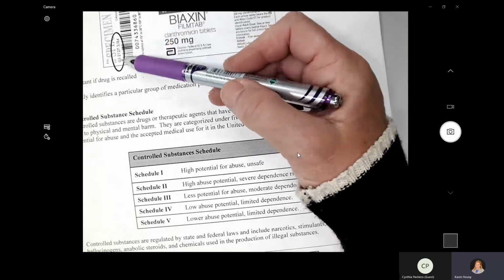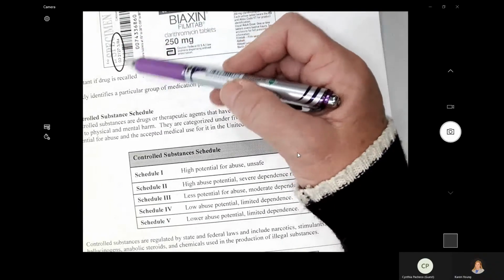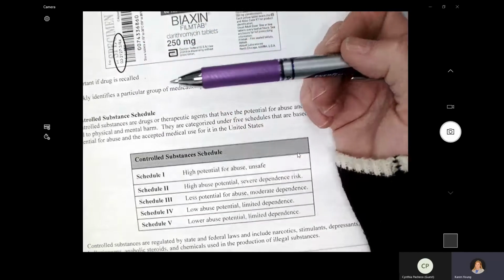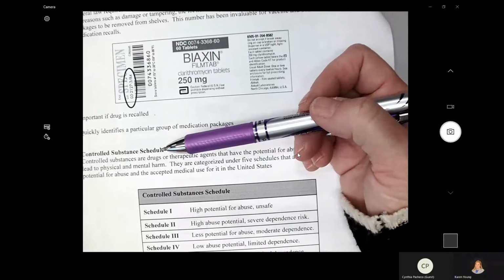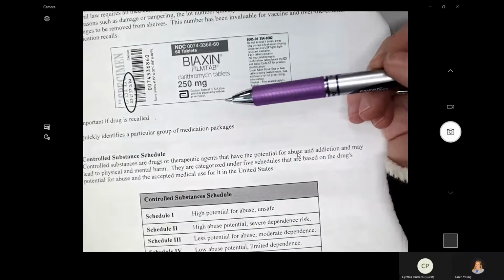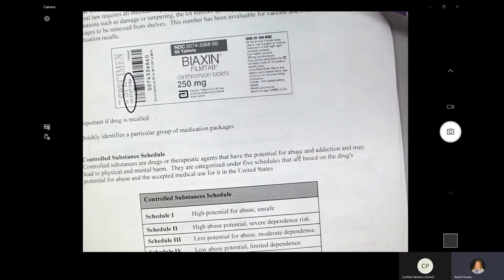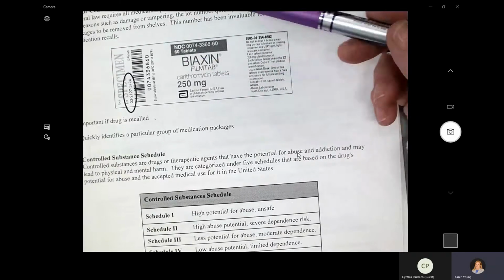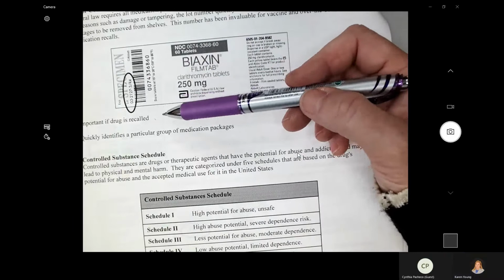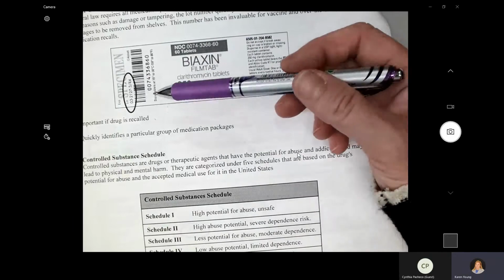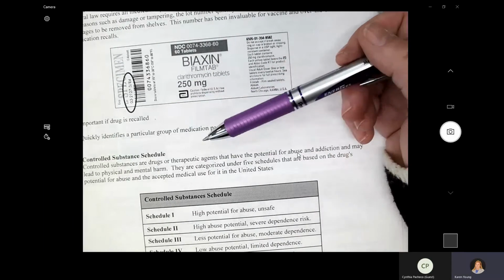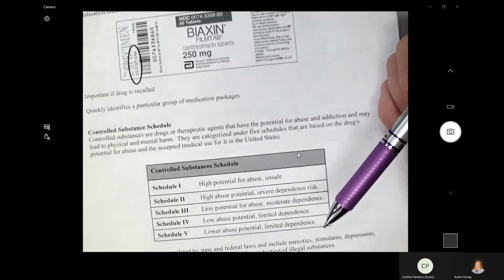The lot numbers can be found, just like the expiration date, in different places, and they can look different too. This lot number looks a little bit different than the others. But it's where medication has been identified with a specific lot number. They're all unique. It's important if a drug is recalled, and it quickly identifies a particular group of medication.